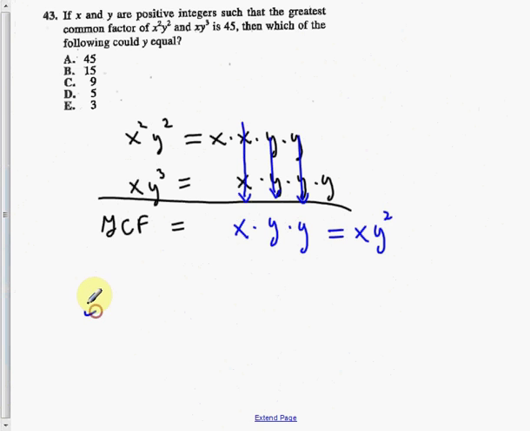Now consider 45. 45 is 9 times 5. Well, that's 3 squared times 5. You match that up with the y squared times x. Looks like the y is 3 and the x is 5.